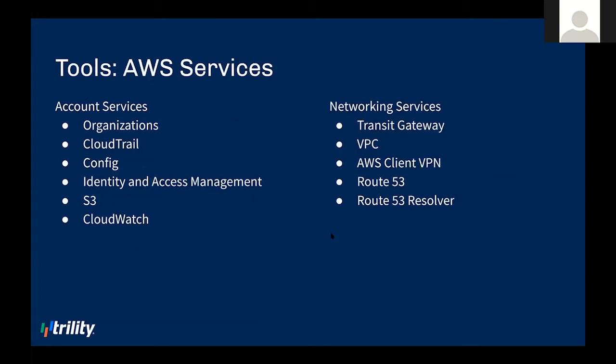And then there are hundreds, I think, at this point, AWS services, and there's new ones every day. Some of the big ones that we're going to talk about and touch on when we get into some of the code, I just want to give a quick overview of. We're going to talk about Organizations, CloudTrail and Config, which are some of the security-based services that AWS provides. Identity and Access Management, which is the big one.